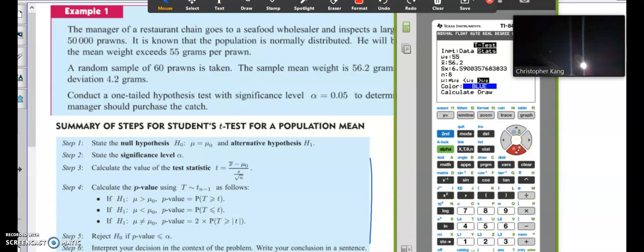So I type in 56.2 in here. And the standard deviation they gave us was 4.2. So I type in 4.2 there, right? Now, N stands for how many prawns were in the sample. We sampled 60 prawns. And again, for our test, our alternative hypothesis, not that they're not equal, not that it's less than, but didn't we want our mean to be greater than the 55? So I choose greater than the population mean, right? From there, I just come down and hit calculate. And this information right here is going to tell me everything that I need to know to complete this problem.